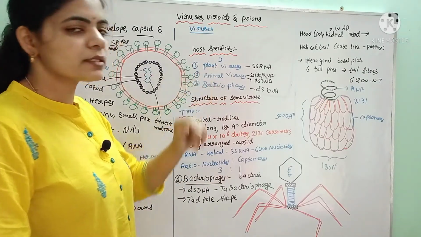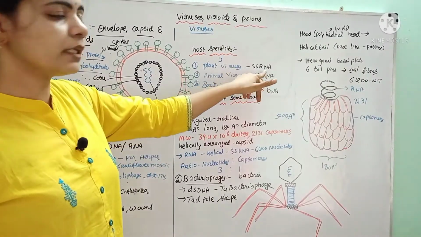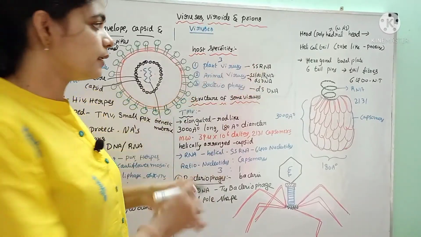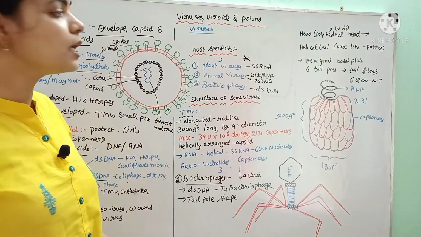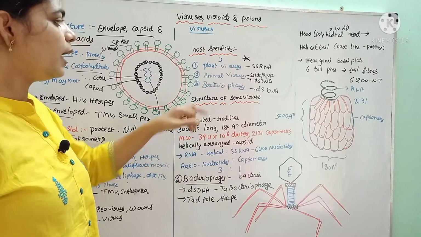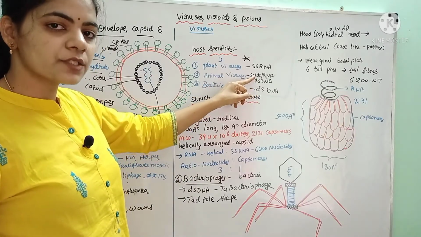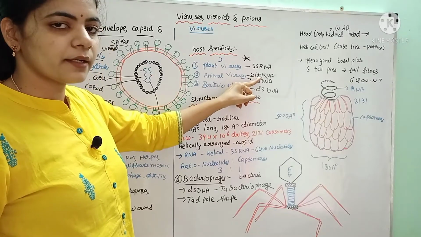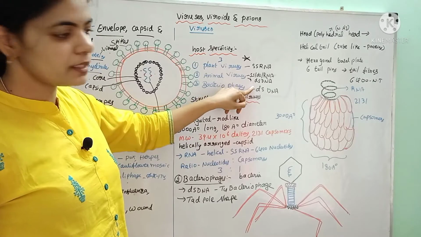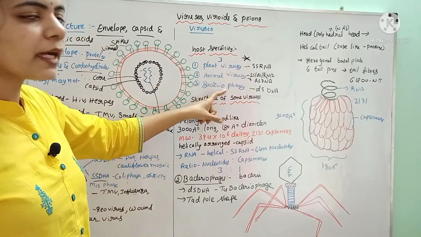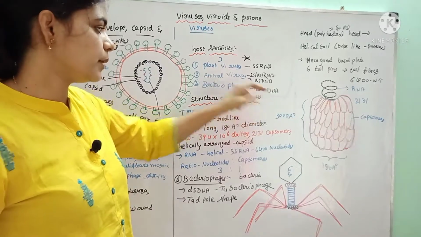In that, plant viruses mostly have genetic material that is single-stranded RNA. What is the nature of the genetic material of plant viruses? Single-stranded RNA. And in animal viruses, some of them have single-stranded RNA or double-stranded RNA, and sometimes they may have double-stranded DNA as genetic material. In the bacteriophages, they mostly consist of double-stranded DNA as the genetic material.